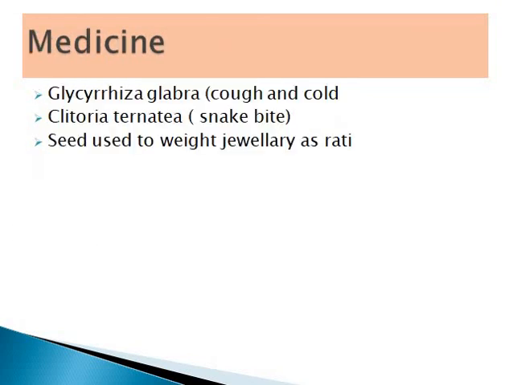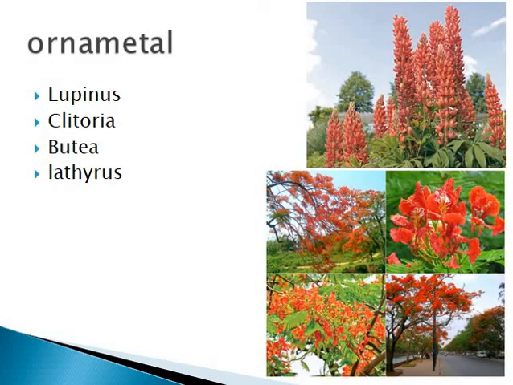From the medical point of view, it is the most important. Some plants of this family are used for cough and cold treatment, and also for snake bite. Some seeds of this family, known as rati, were used to weigh jewelry. First, they did not have grams or weights, so they used these seeds as rati per gram. And as ornamentals, some species of this family are used for decoration on lawns, houses, and gardens.